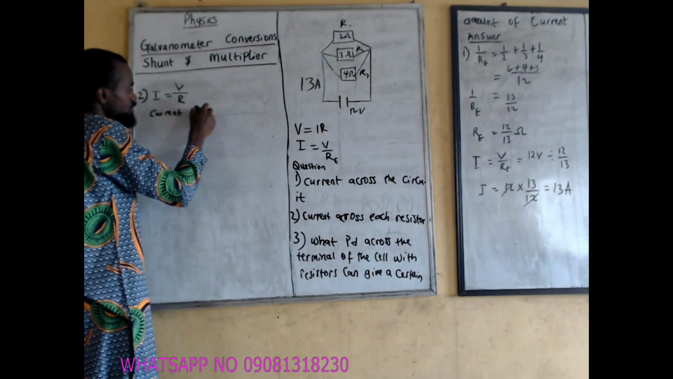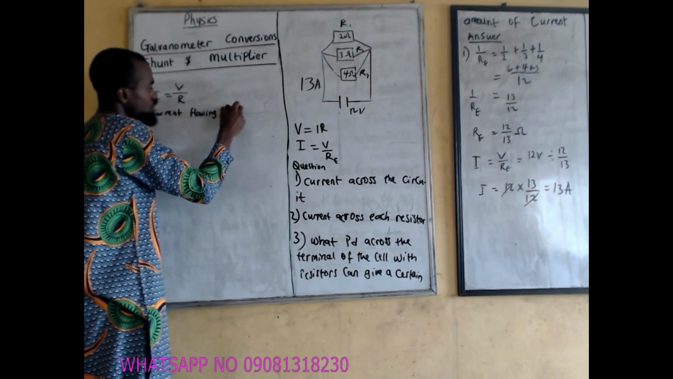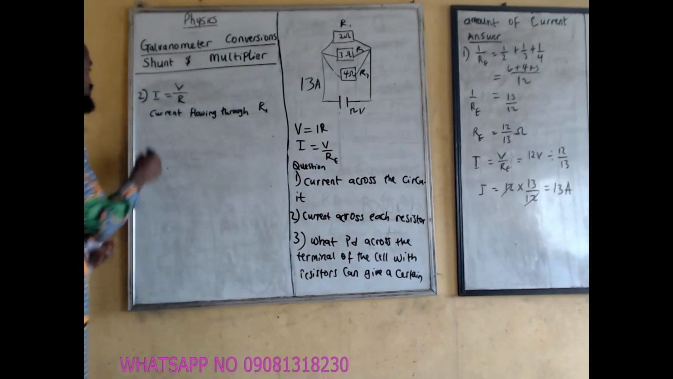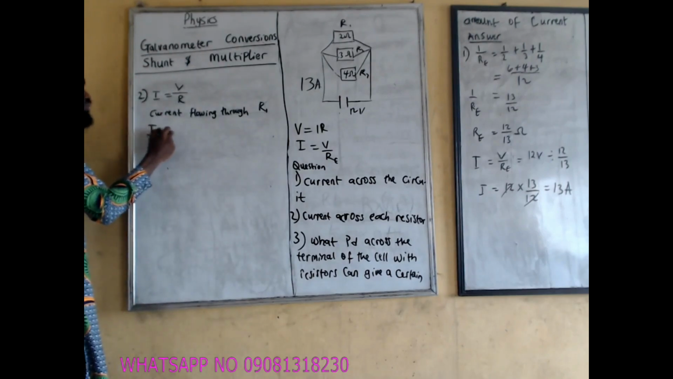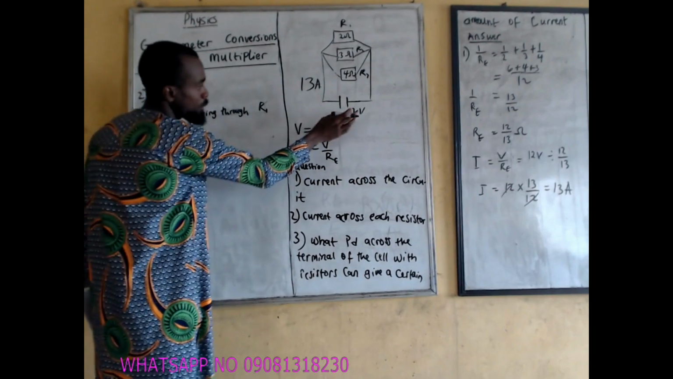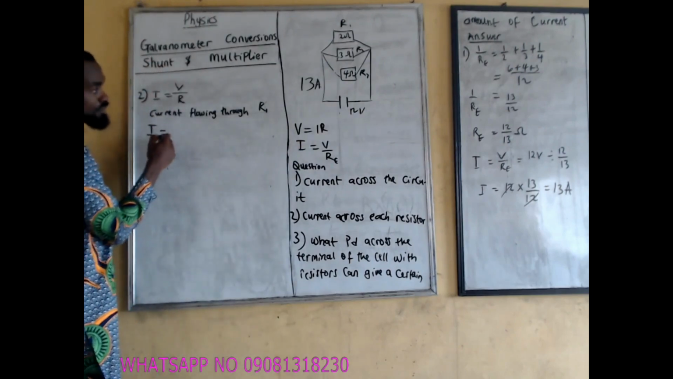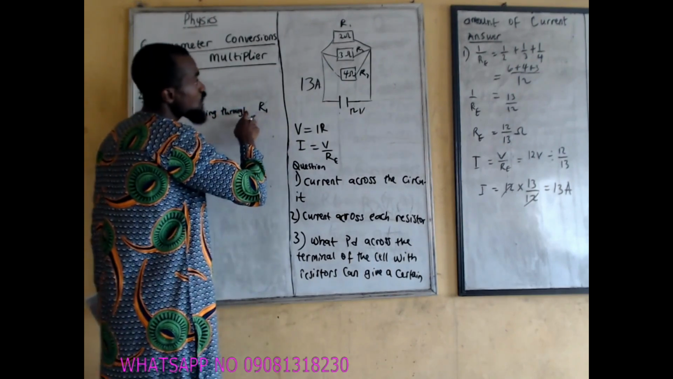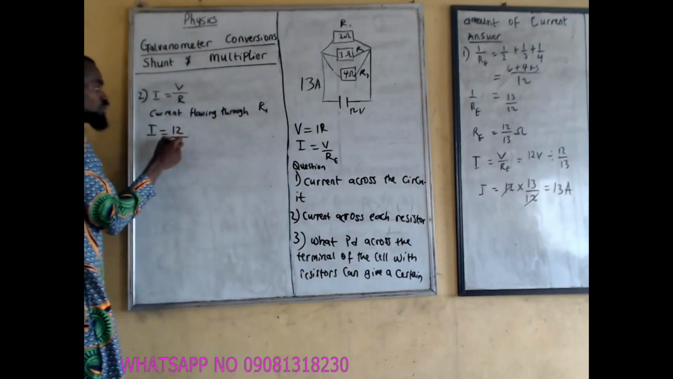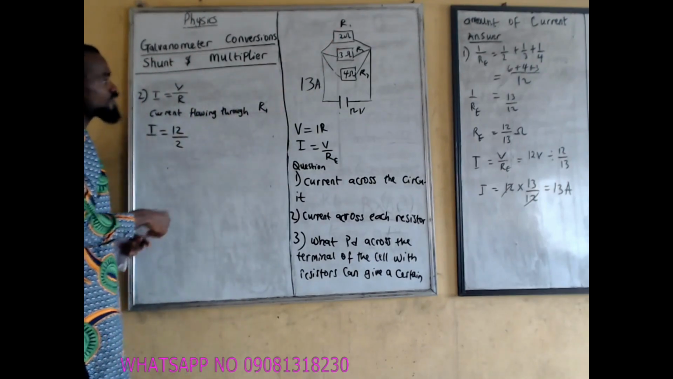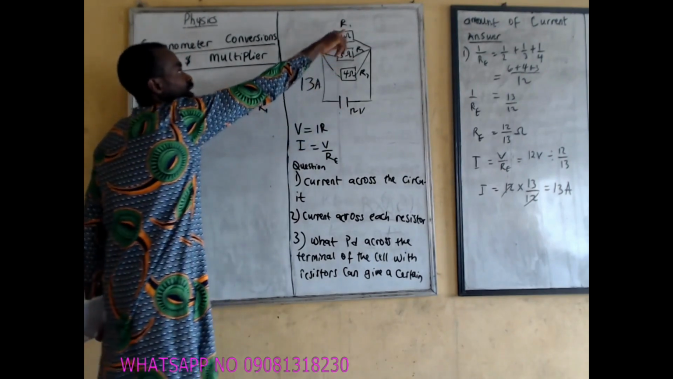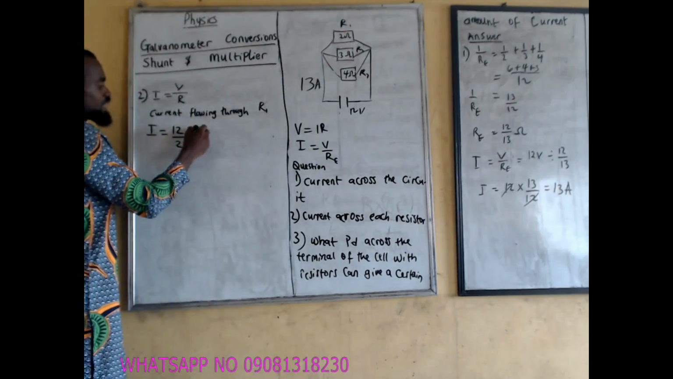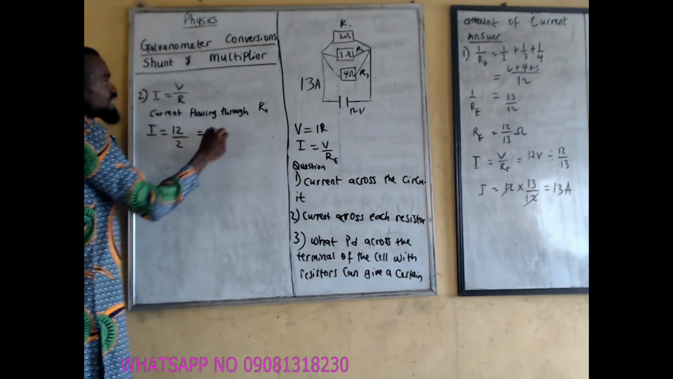if you are looking for the current flowing through R1, you say I is equal to, now our potential difference across the terminal of the cell is 12, and the resistance of the resistor at R1 is what? 2. So your V is this, while your resistance is this. So it will be 12 divided by 2, which gives us 6 ampere.